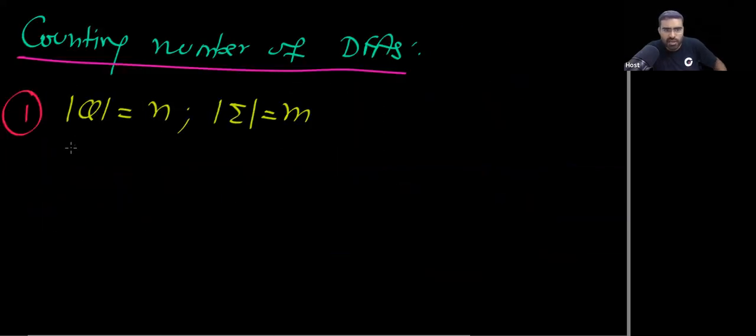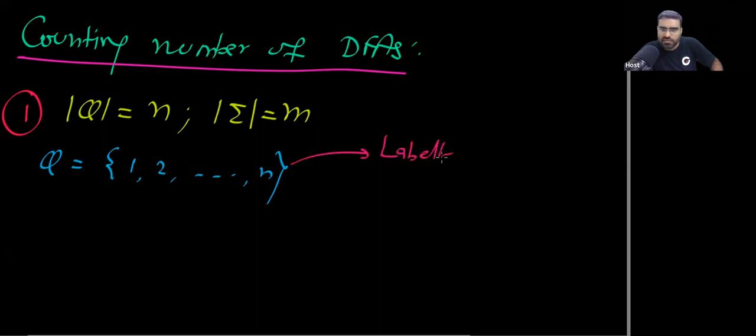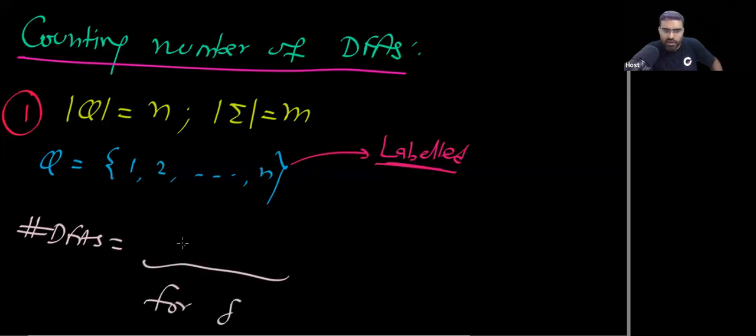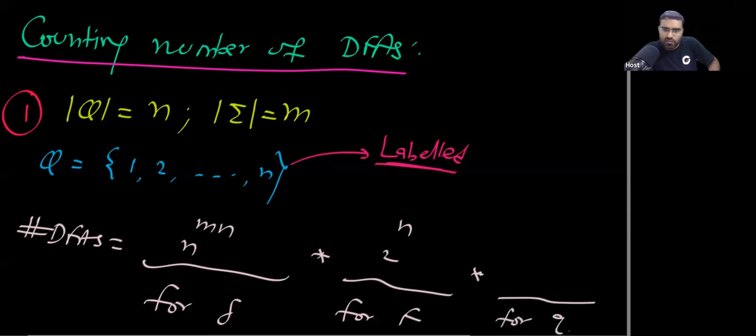Now let's move on. Now tell me one more thing. If I give you states 1, 2, and so on, meaning you have labeled states, what will your answer be now? The number of DFAs will again be, for delta, n power mn, multiplied by 2 power n for final states, and for the initial state it will be multiplied by n. So simple. For the initial state you multiply with n. So this is your answer. I hope all these points are clear. So this is counting DFAs.